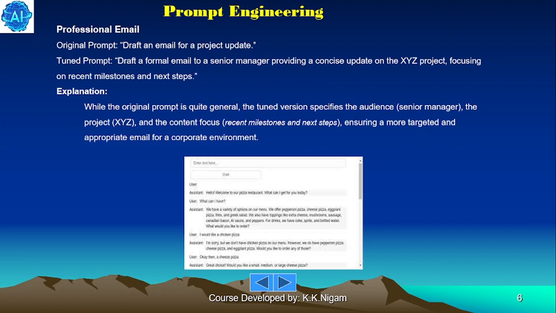Professional email. Original prompt. Draft an email for a project update. Tuned prompt. Draft a formal email to a senior manager providing a concise update on the XYZ project, focusing on recent milestones and next steps. Explanation. While the original prompt is quite general, the tuned version specifies the audience, senior manager, the project, XYZ, and the content focus, recent milestones and next steps, ensuring a more targeted and appropriate email for a corporate environment.